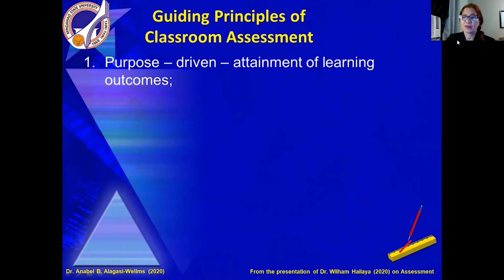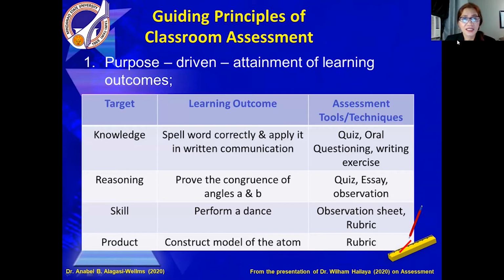There should always be a purpose. So let's look at this. The target is knowledge. The learning outcome is to spell words correctly and apply it in written communication. What's the tool or the technique for assessment? It could be a quiz or oral questioning or writing exercise. For reasoning, the learning outcome is to prove the congruence of angles A and B, for a mathematics subject perhaps. What's the tool or the technique for assessment? You can give a quiz or an essay or an observation.